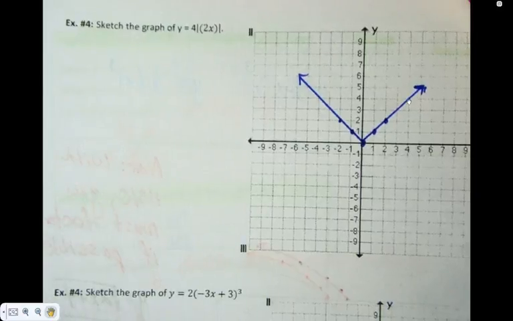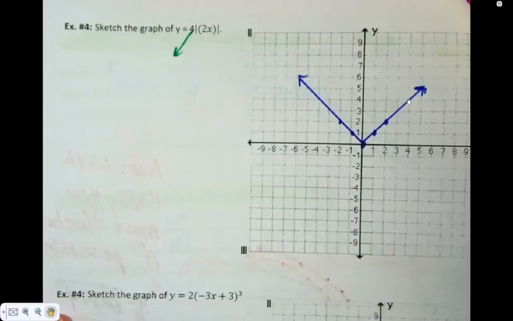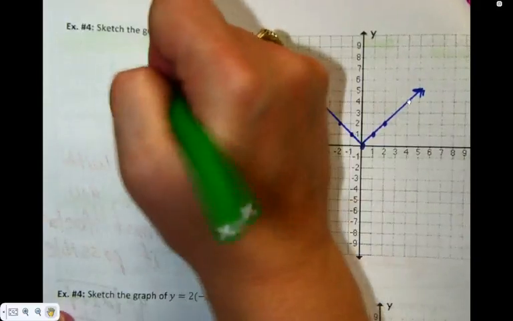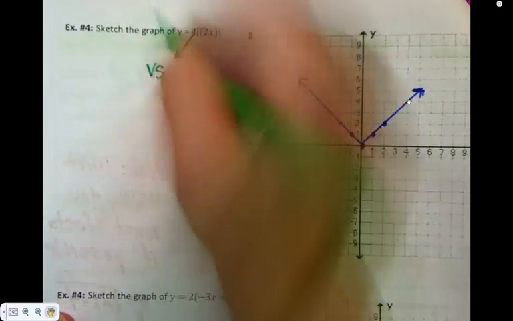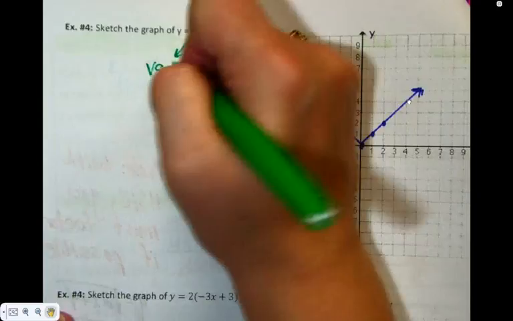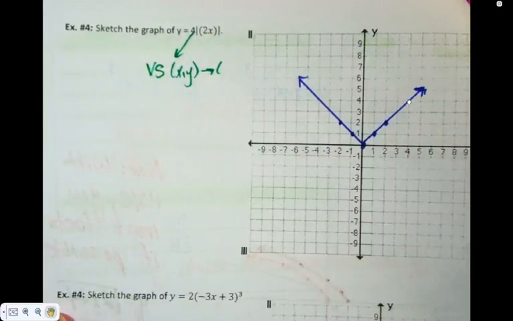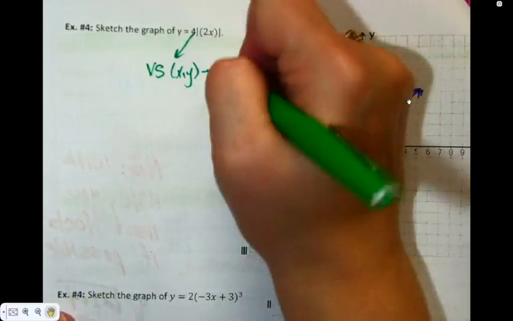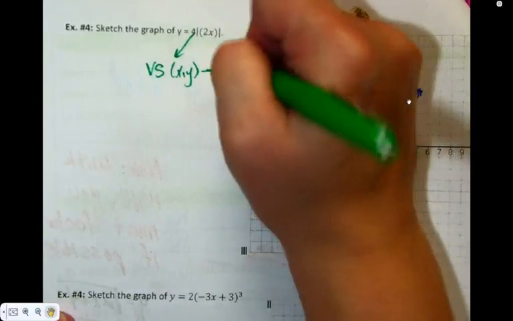Okay, let's identify the transformations. Working from left to right, I'm going to start with the 4. It is outside brackets, so that tells you it's vertical. It is a whole number, so that tells you it is a stretch, vertical stretch. The mapping, (x, y) goes to (x, 4y).